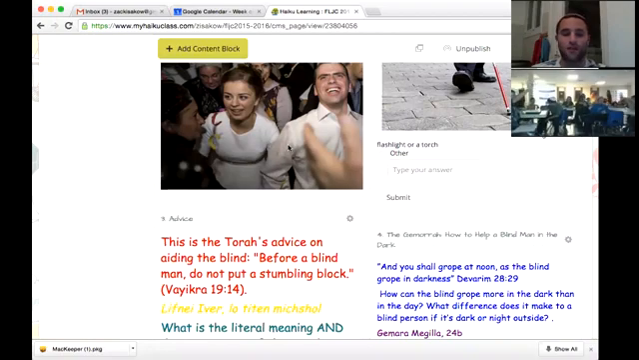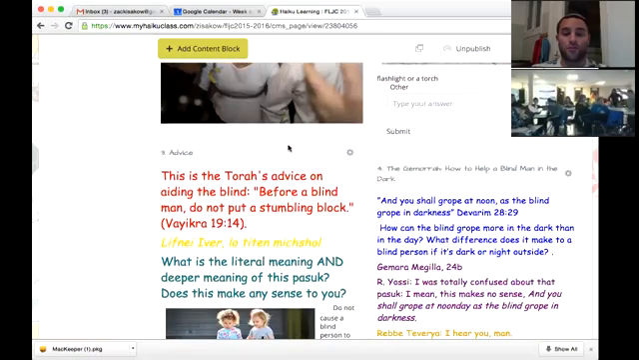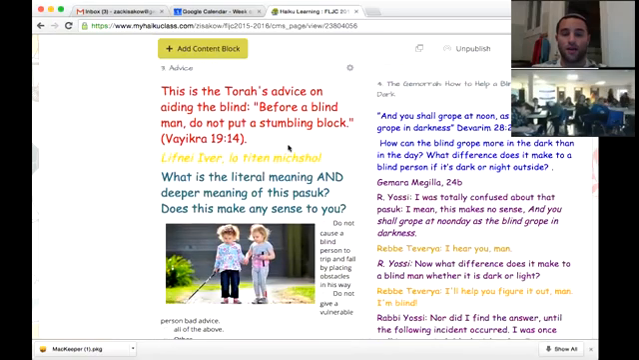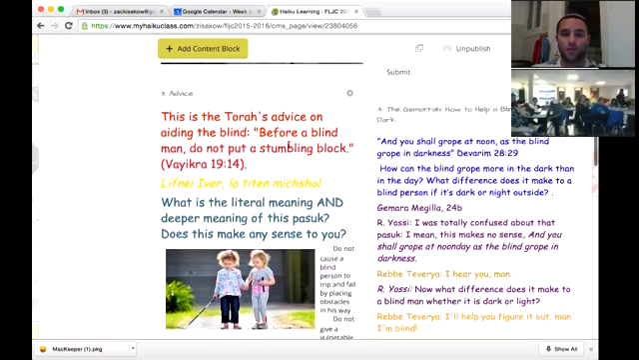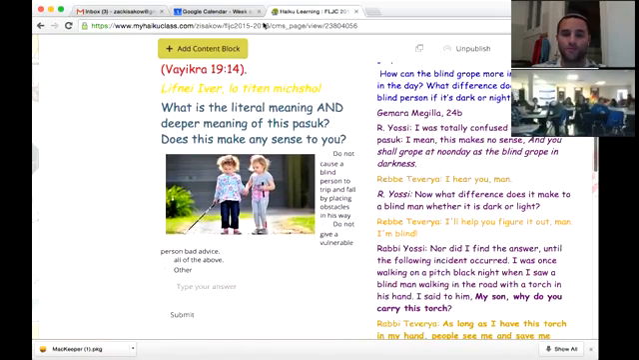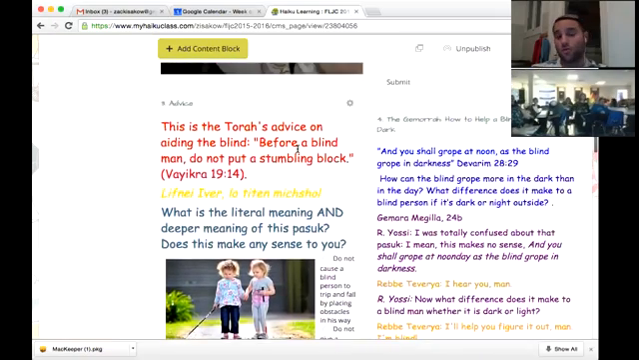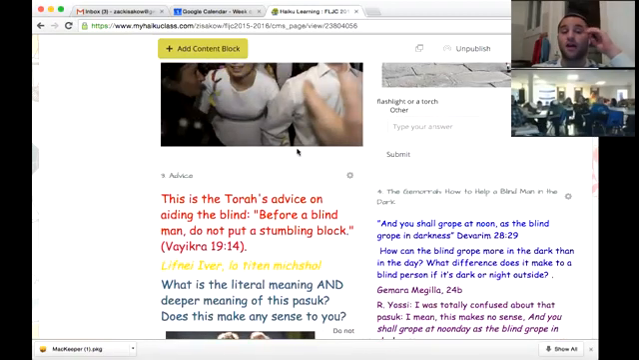Yeah, in the front. Don't do something intentionally to hurt them. Okay, great. That's a very interesting thing you say. Don't do something intentionally that may hurt them. Anyone else? So it's very important. I'm not gonna ask you different explanations, but this idea of before a blind man, do not put a stumbling block.